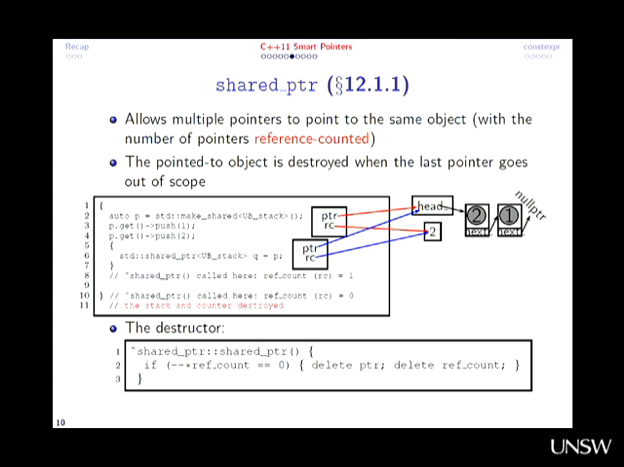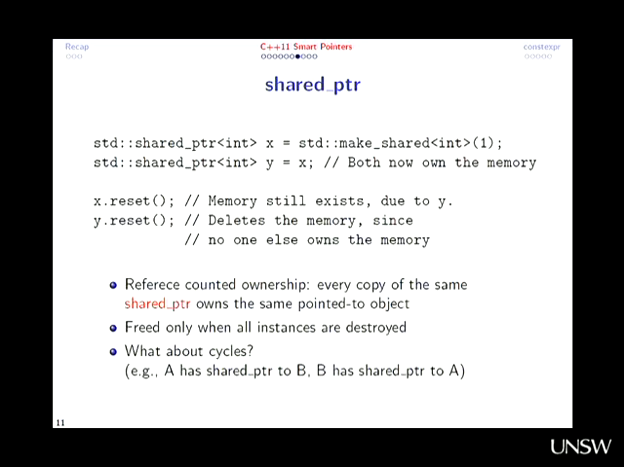Okay, shared pointers are, for me, much more interesting than unique pointers are. So here we go. x is equal to std::make_shared<int>. That's going to create the int object on the heap and make a shared pointer to it. y equals x, well, now both own the same piece of memory.